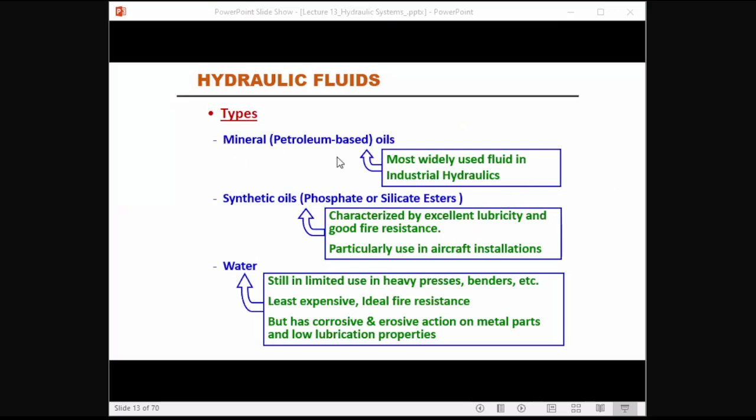Okay, this mineral oil based type of hydraulic fluid is the most widely used fluid in industrial hydraulics. Okay, then synthetic oil is used for lubricating processes. Okay, it's also a fire resistant one, and this is used for the aircraft installation process. Okay, synthetic oil is used for the aircraft installation process.